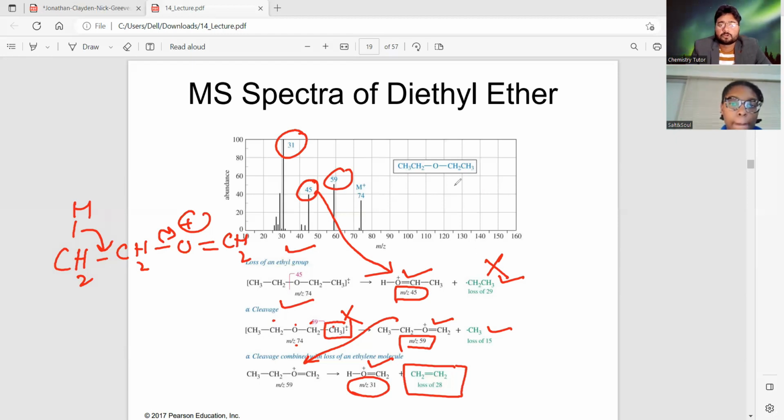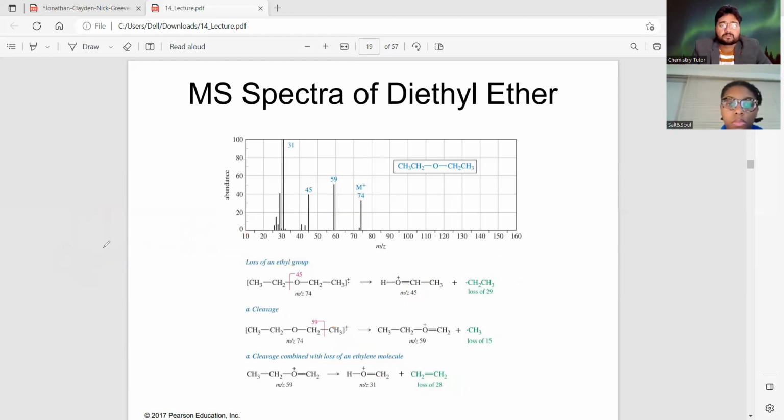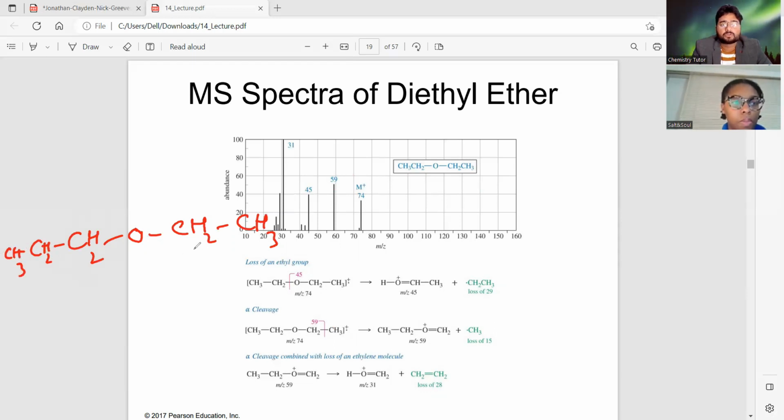Your question was, if we have an unsymmetrical ether, CH3, O, CH2, CH2, CH3. So this is an unsymmetrical ether, right? So you can do alpha cleavage. You can break this bond first of all. This is alpha cleavage. You can also break this bond. So if the ether is unsymmetrical, you can do alpha cleavage on both sides.